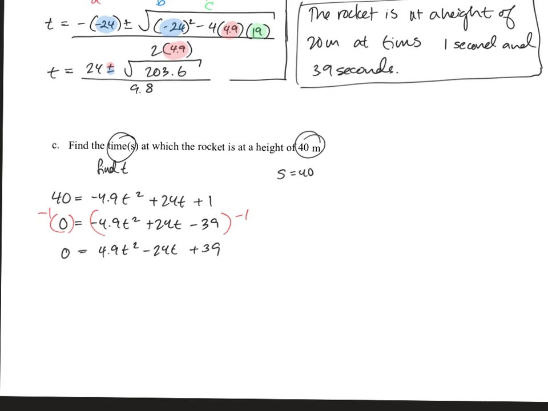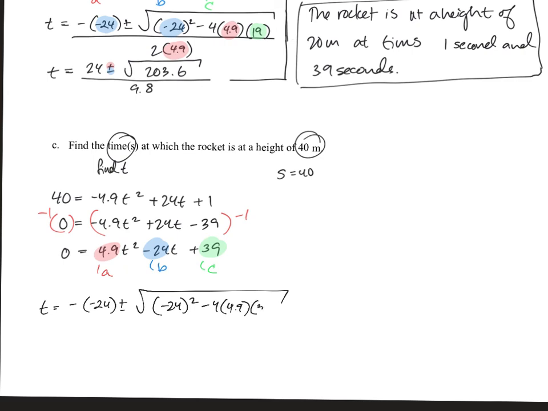Now let's plug this into our quadratic. First I have to identify my a, b, and c values. Remember to include the negatives. A, B, C. Then t equals opposite of b plus or minus the square root of b squared minus 4ac, divided by 2a.